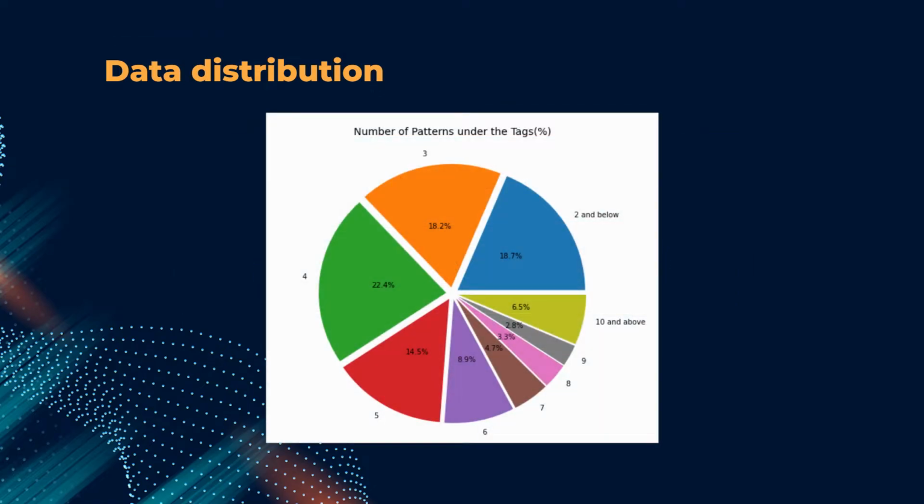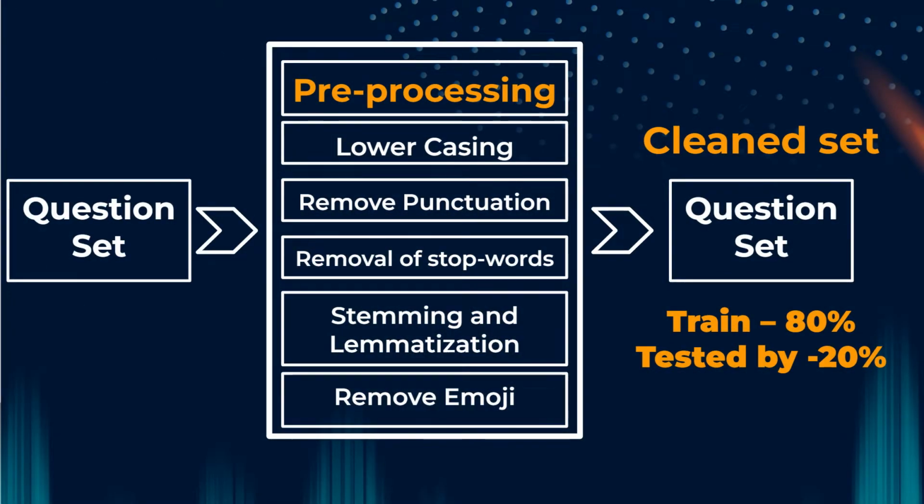In this figure, you can see 18.7% of all tags have 2 or fewer questions. 18.2% contain 3 questions. 22.4% of the tags contain 4 questions, and the remainder contain 5 to 10 questions. So we can say on average, each tag comprises between 5 to 6 questions. We perform some data preprocessing techniques on the dataset, which include case folding, punctuation removal, removal of stopwords, stemming, lemmatization, and emoji removal. After that, our dataset is ready to be trained.